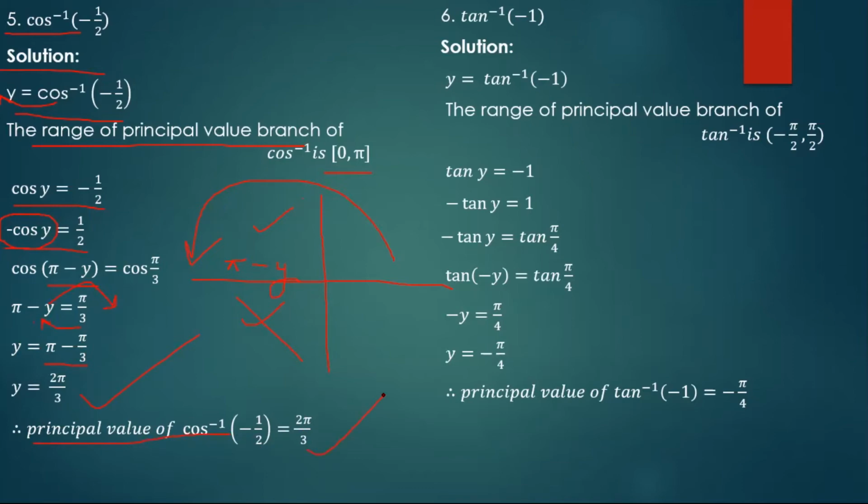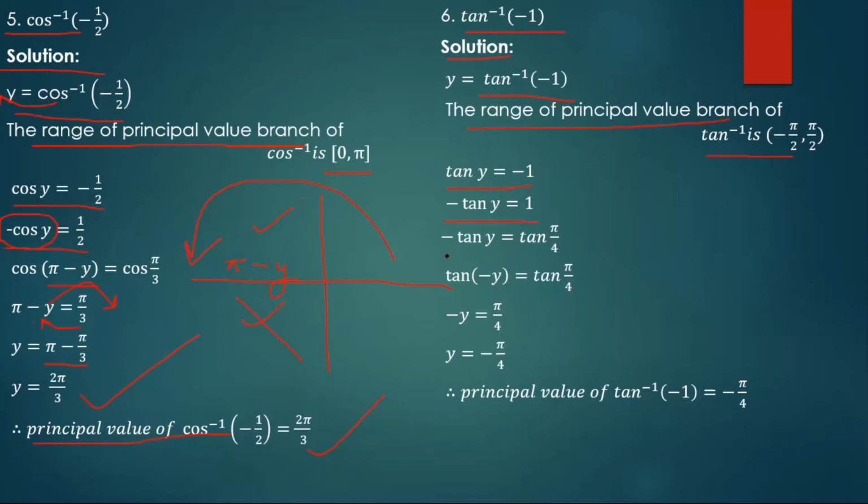The next question is tan inverse negative 1. Solution. Let y equal to tan inverse negative 1. The range of the principal value branch of tan inverse is negative pi by 2 to pi by 2. So when tan inverse goes to the other side, it becomes tan y equal to negative 1. So negative goes to the other side: minus tan y equal to 1.